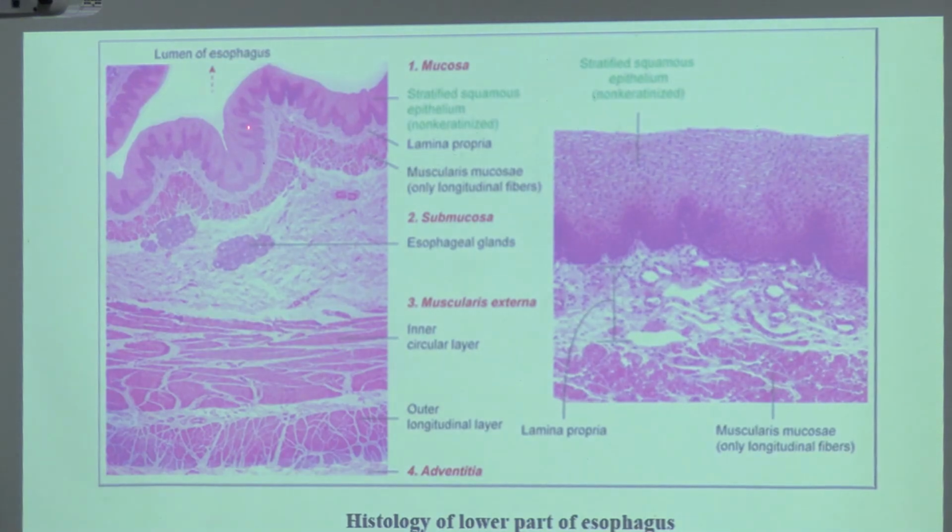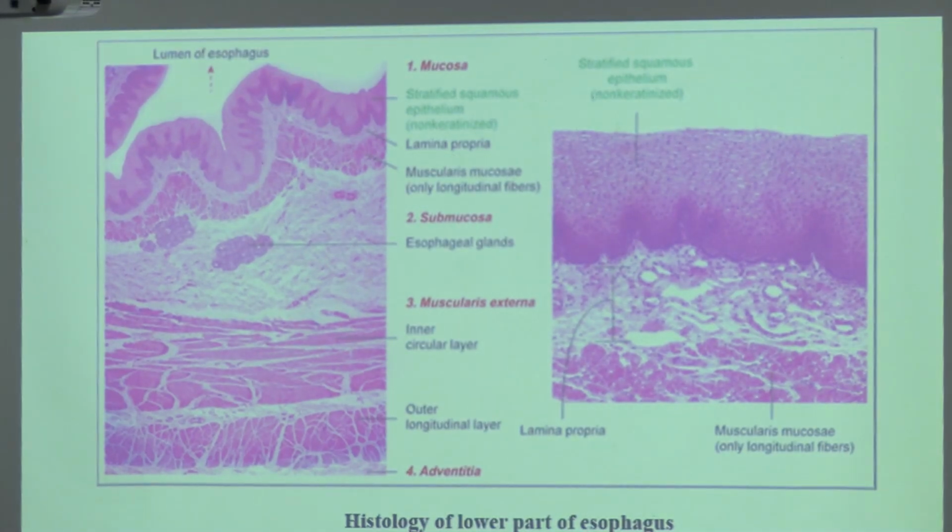Now in low magnification, all the layers you can see. Next, as I have mentioned, whenever you see the esophagus under the microscope, what will be the appearance of the lumen? Star-shaped appearance. Okay, look, a little bit of star-shaped appearance is coming. Next, directly we'll go to the stomach. This is all for the esophagus.